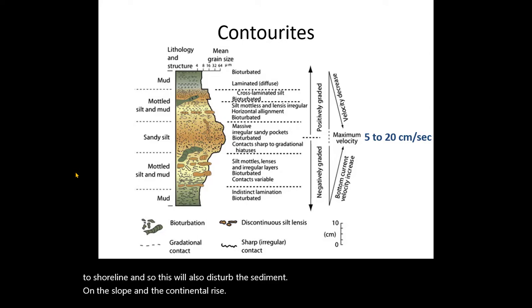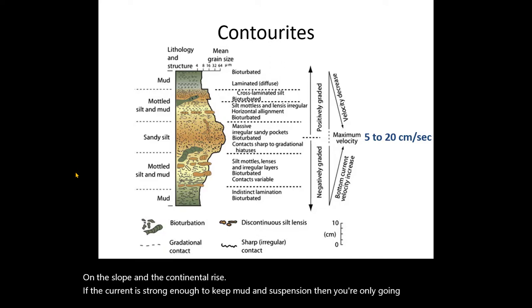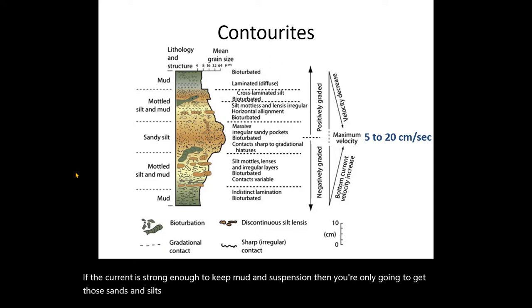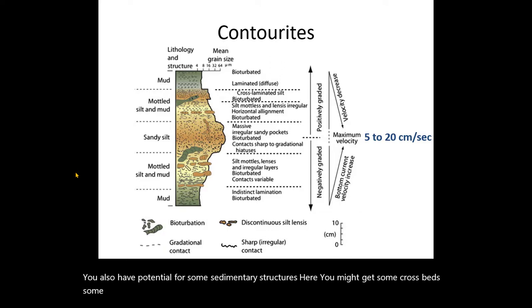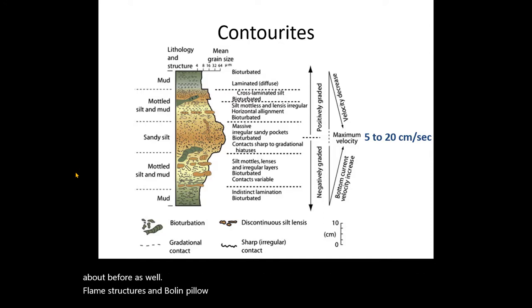If the current is strong enough to keep mud in suspension, then you're only going to get those sands and silts deposited at that maximum velocity point. You also have potential for some sedimentary structures here. You might get some crossbeds, some ripples that will form, and maybe some of the other secondary structures we've spoken about before as well, like flame structures and ball and pillow structures if the sedimentation happens rapidly enough and there's compression.